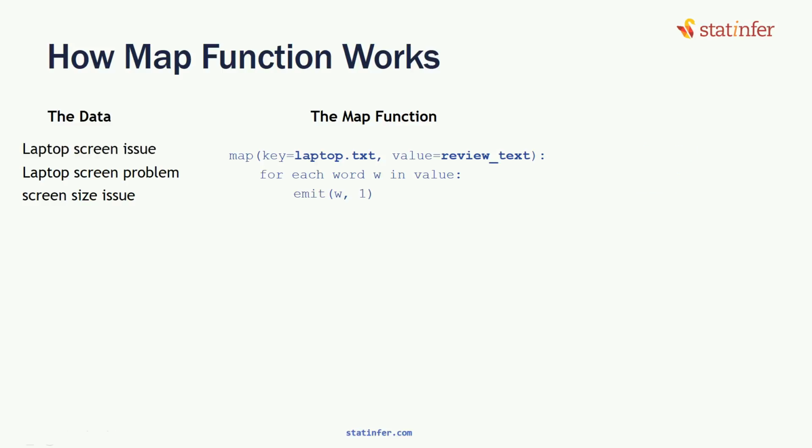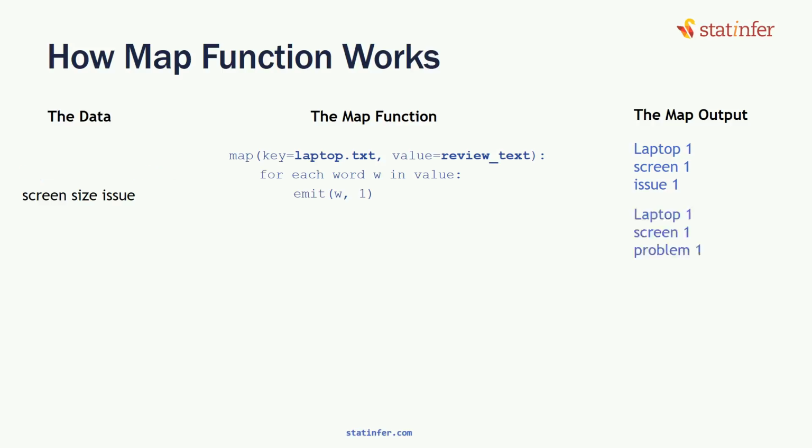If you take the first line, it will go through this map function, and it will get the output as each word followed by 1. Laptop screen issue: laptop comma 1, screen comma 1, issue comma 1. That's what map does. Simply, the map function takes that as input. So the second line, laptop screen problem. If you apply the map function on it, you get each word followed by 1. That is the output of the map function.